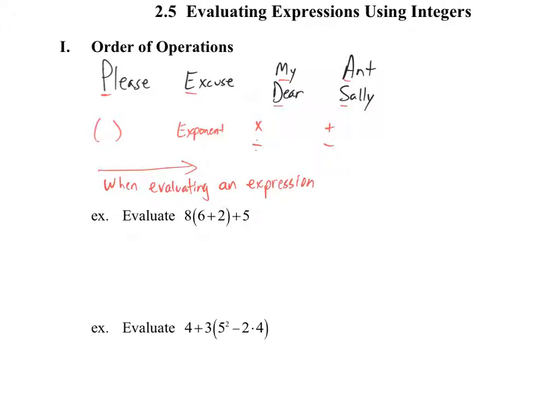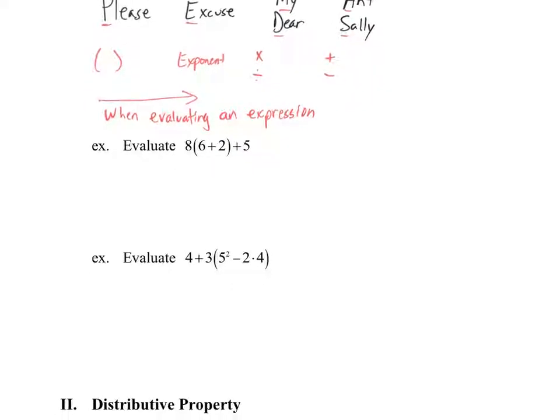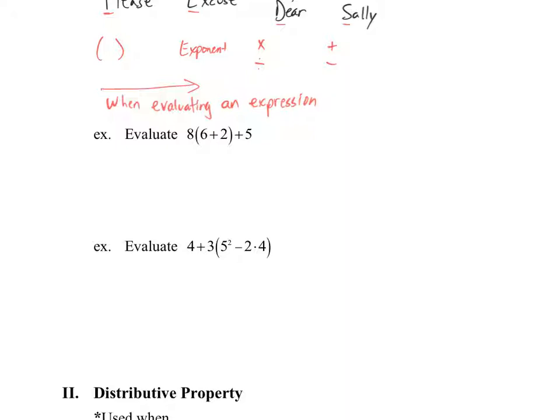In other words, if you're not solving for a variable, you're not trying to get x equals something, you're just trying to figure out what number the whole thing equals, then you do parentheses first, then exponents, then multiply and divide together, then add and subtract together. For these, if you show some work, it can help me give you partial credit if you make a mistake. It's up to you.